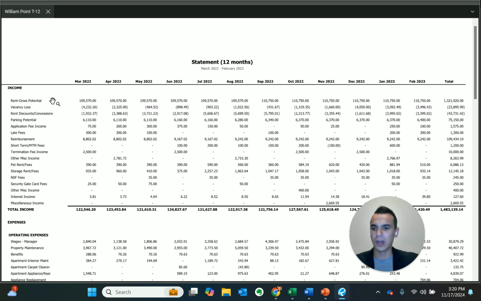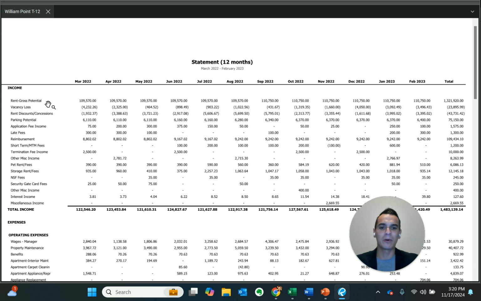So let's go through the line items. There are a lot here, and some of them may or may not exist in other T12 statements that you come across, but this one is very detailed, so I do want to touch upon it. Let's start. We have this income section here, and this is all the revenues coming in. The biggest one, you can see we have a total of 1.483 million here. Most of it, 1.321 million, is obviously coming from rent gross potential.